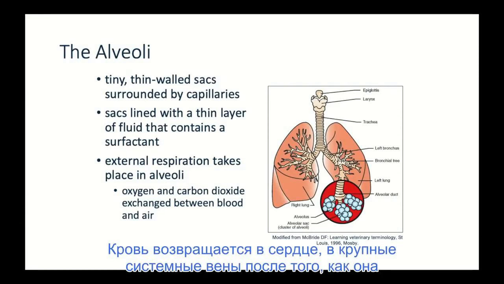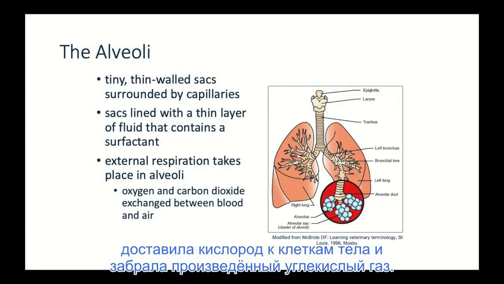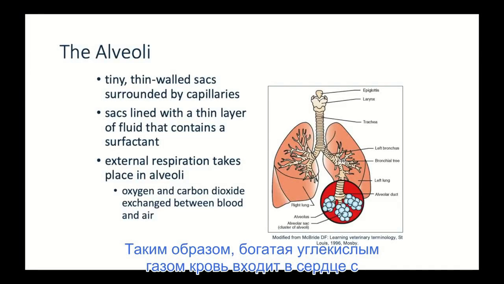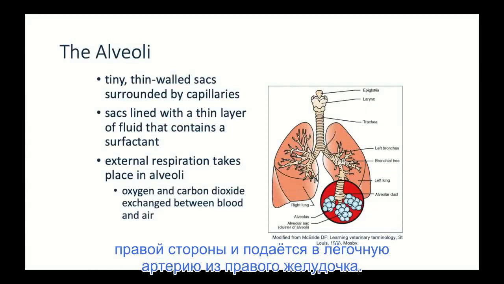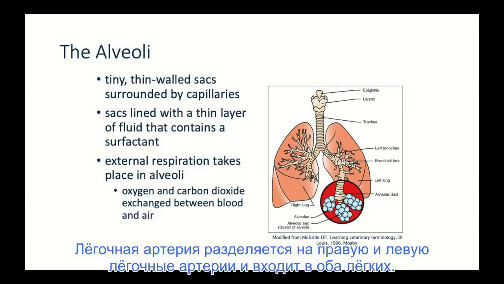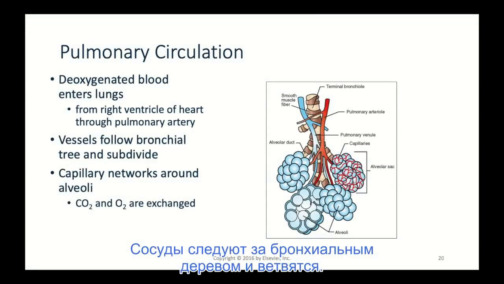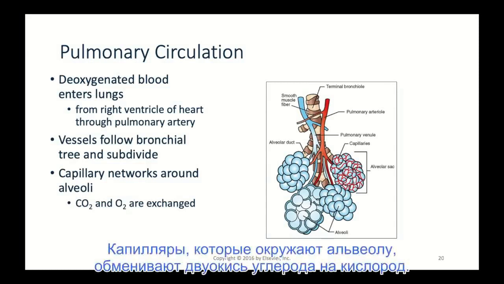It has returned to the heart now in the large systemic veins after delivering oxygen to the body's cells and picking up the carbon dioxide that was produced. So this CO2-rich blood enters the right side of the heart and is pumped out into the pulmonary artery by the right ventricle. The pulmonary artery splits into left and right pulmonary arteries and enters into the 2 lungs. Blood enters into the lungs from the right ventricle of the heart through the pulmonary artery. The vessels follow the bronchial tree and subdivide. The capillary networks around the alveoli exchange the CO2 for the oxygen.